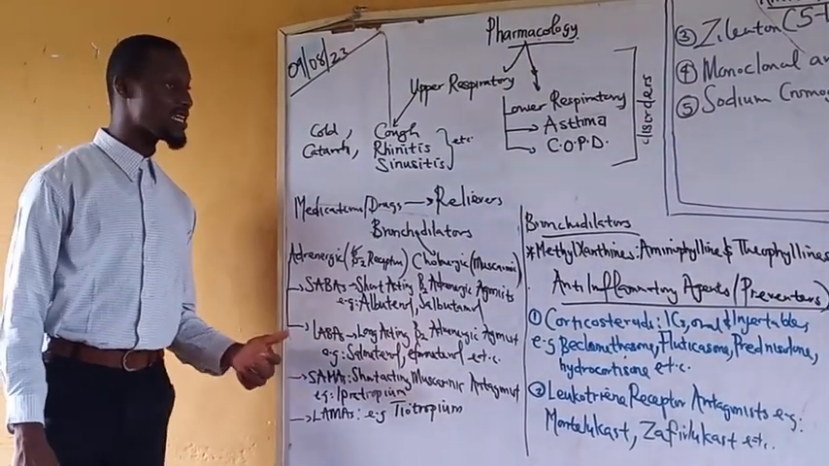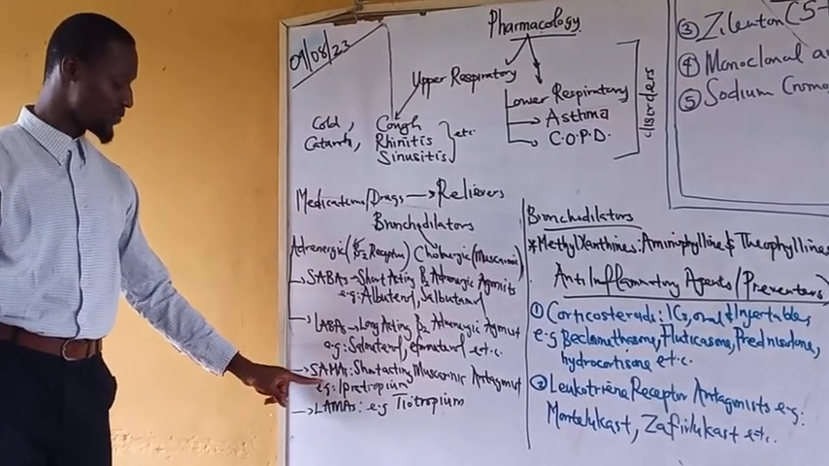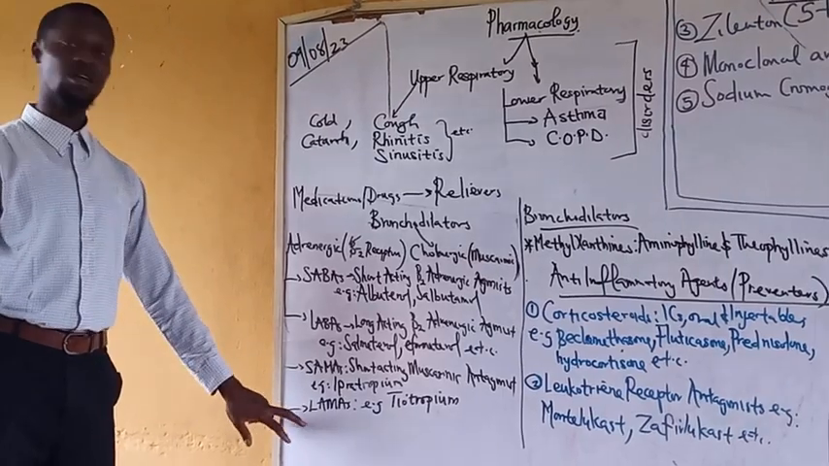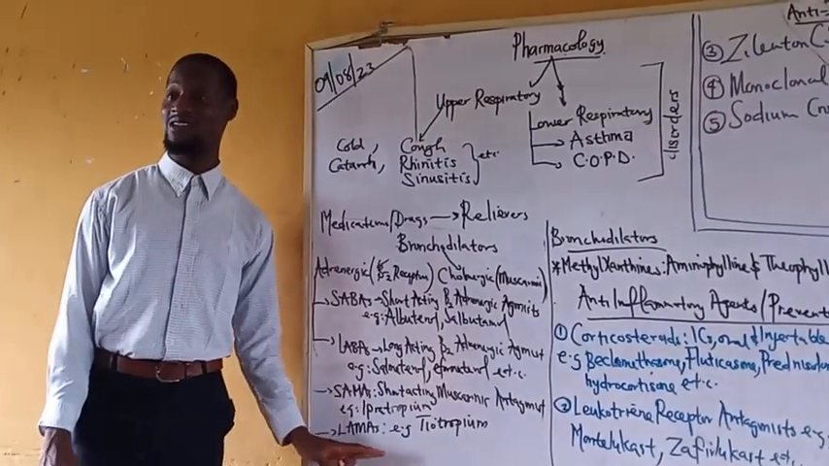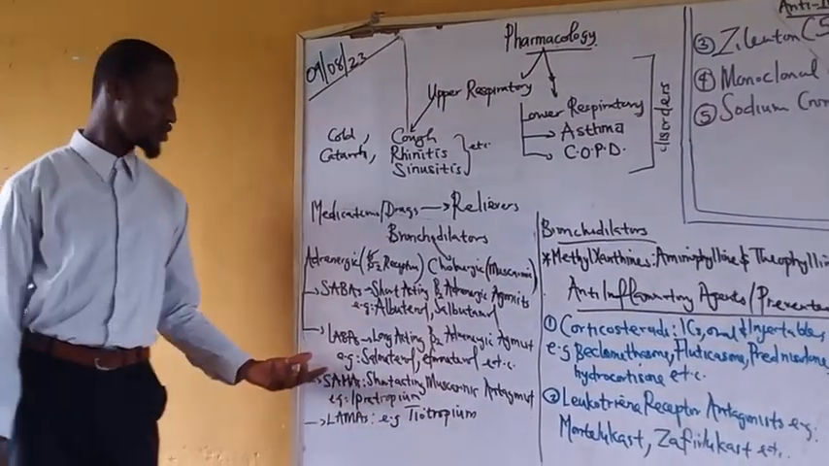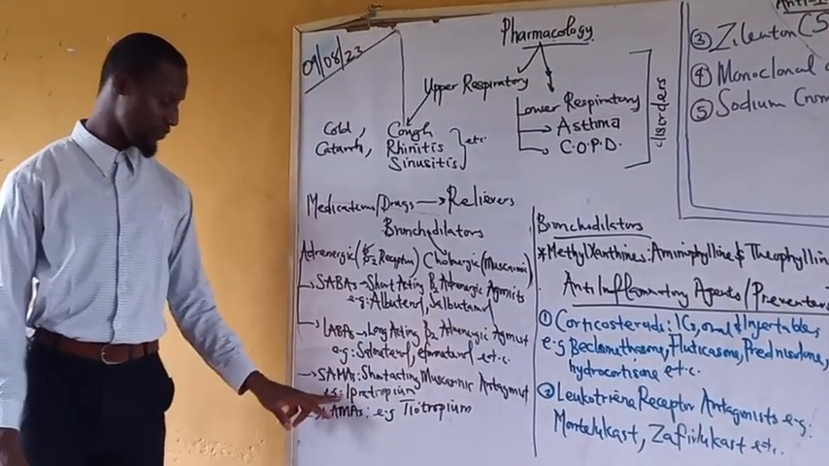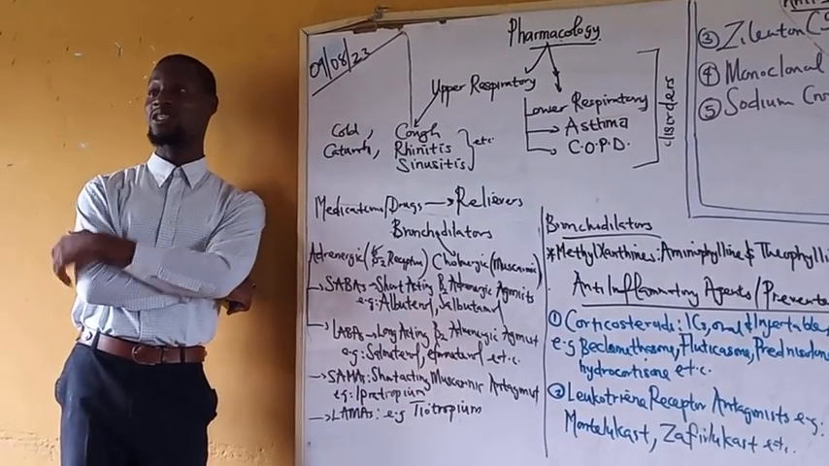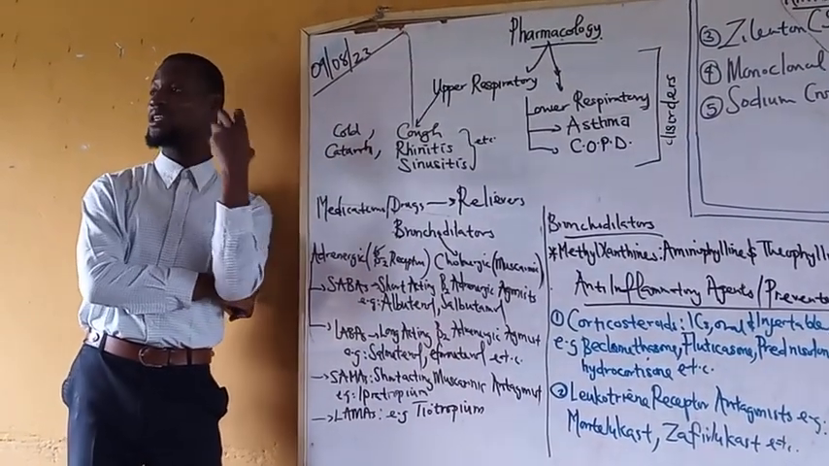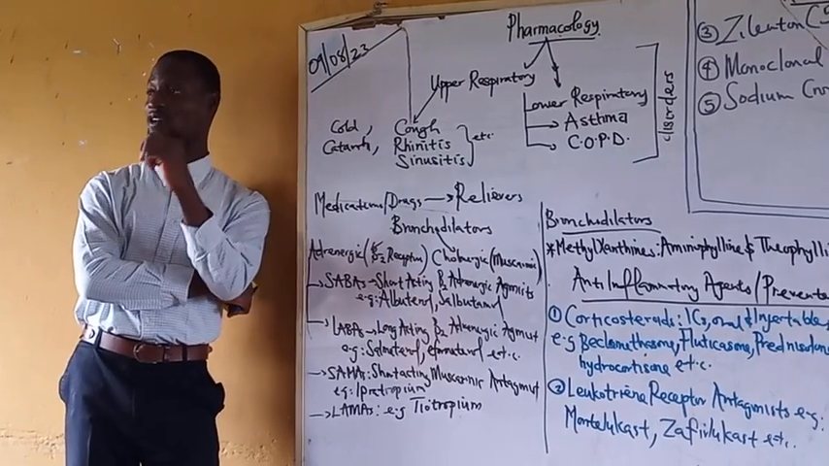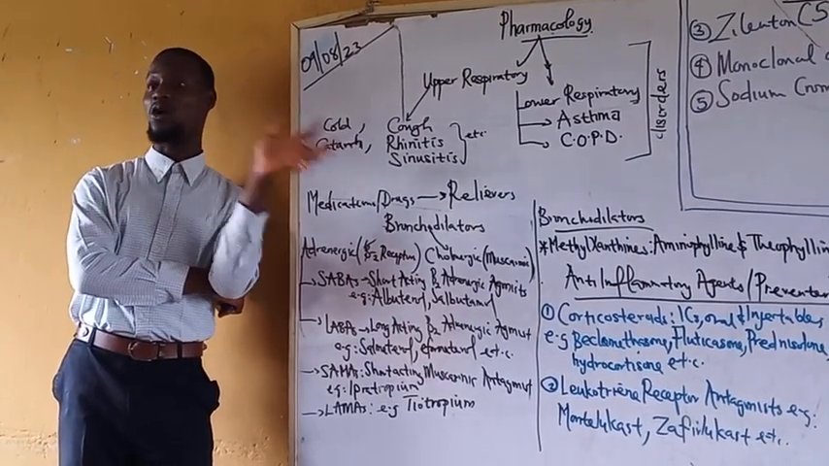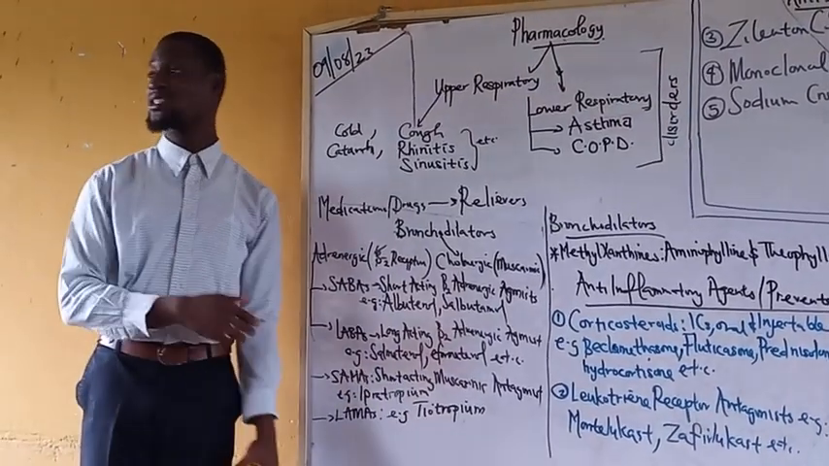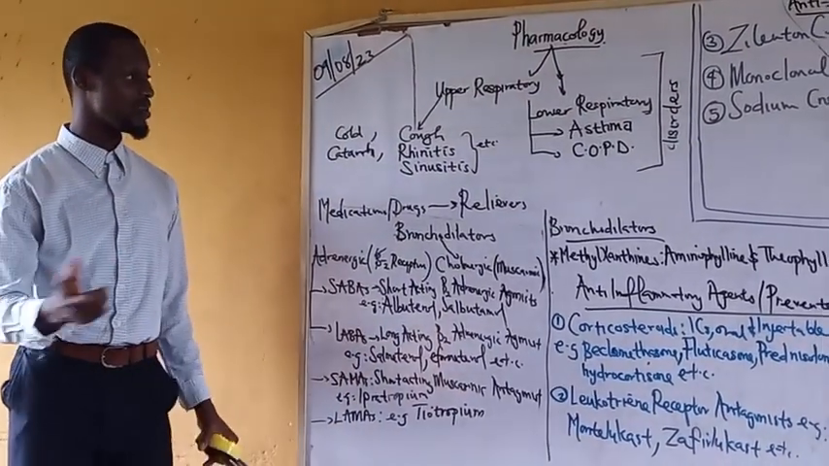Then we have the cholinergic antagonists here, which are the SAMAs, the short-acting muscarinic antagonists. Then the LAMAs will be the long-acting muscarinic antagonists. So for the SAMAs, we have ipratropium there, which is short-acting, similar to the SABAs. The onset of action is short. The duration of action is also very, very short. Compared to the long-acting, the onset will be longer than the short, and the duration of action will also be longer than the short.